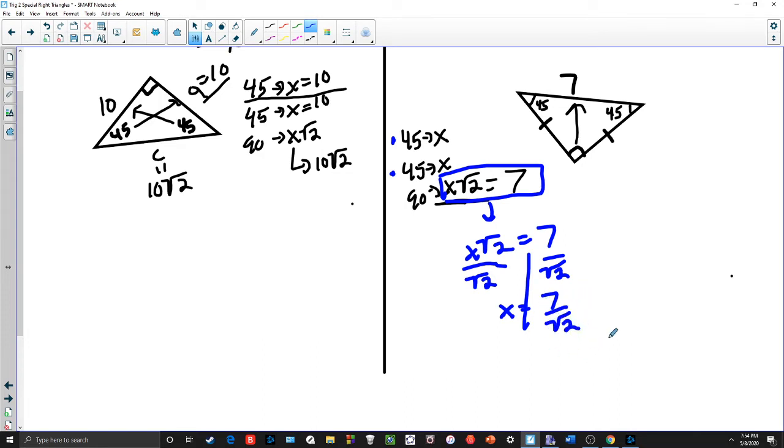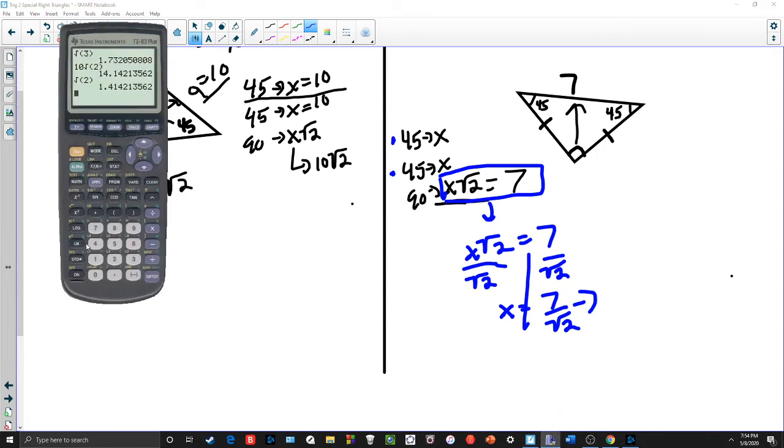Now, again, sometimes they want you to leave your answer like this. They'll want you to leave your answer in one of three ways, actually. 7 over root 2 would be one way to leave your answer. The other way would be to get the decimal. So 7 divided by root 2.